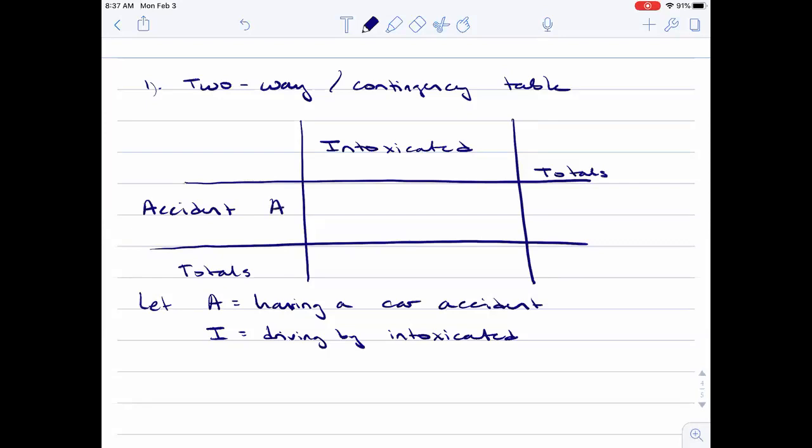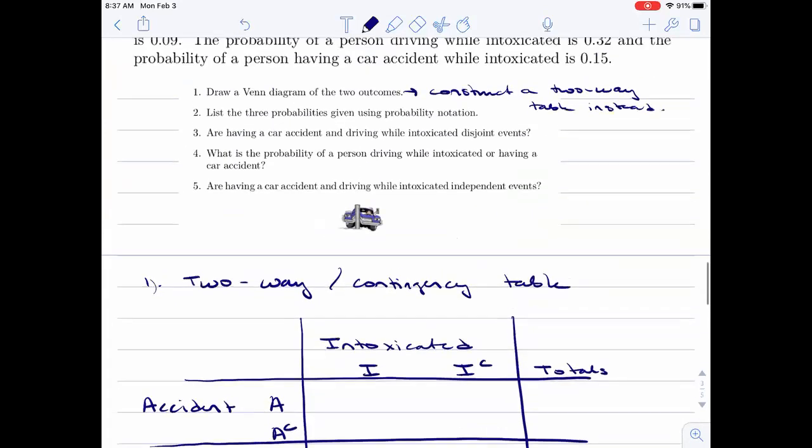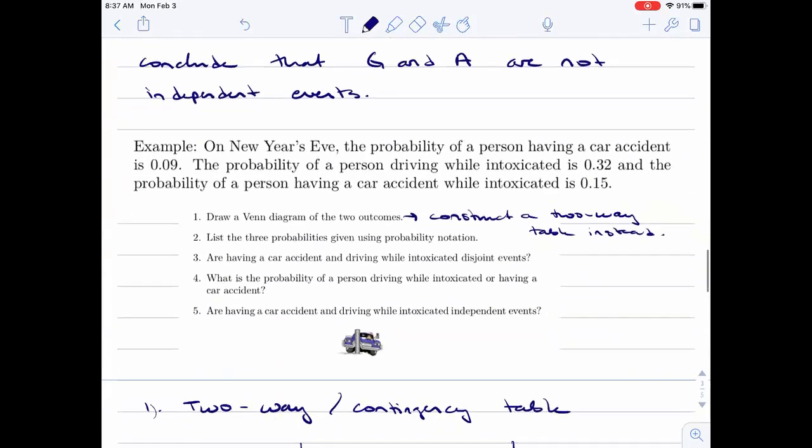I either get in an accident or I don't. I either drive while I'm intoxicated or I don't. Each of these are going to have their individual probabilities, right? And then there's going to be the overlapping probabilities.